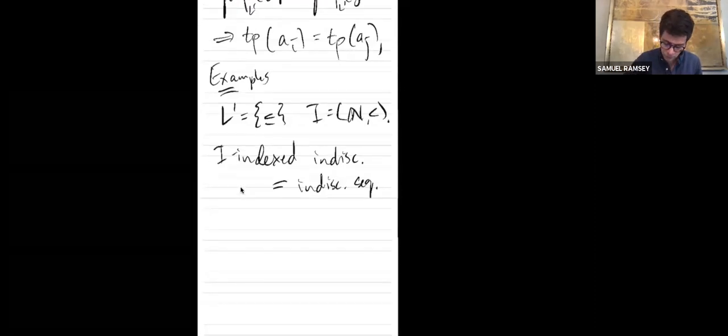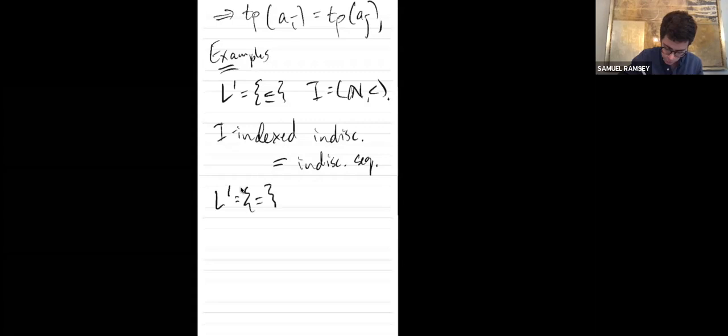Another example, which we've talked about so far, is you could just take L prime to be the language of equality. If you have the language of equality around, you can't even distinguish the order. What do you have? You have indiscernible sets.